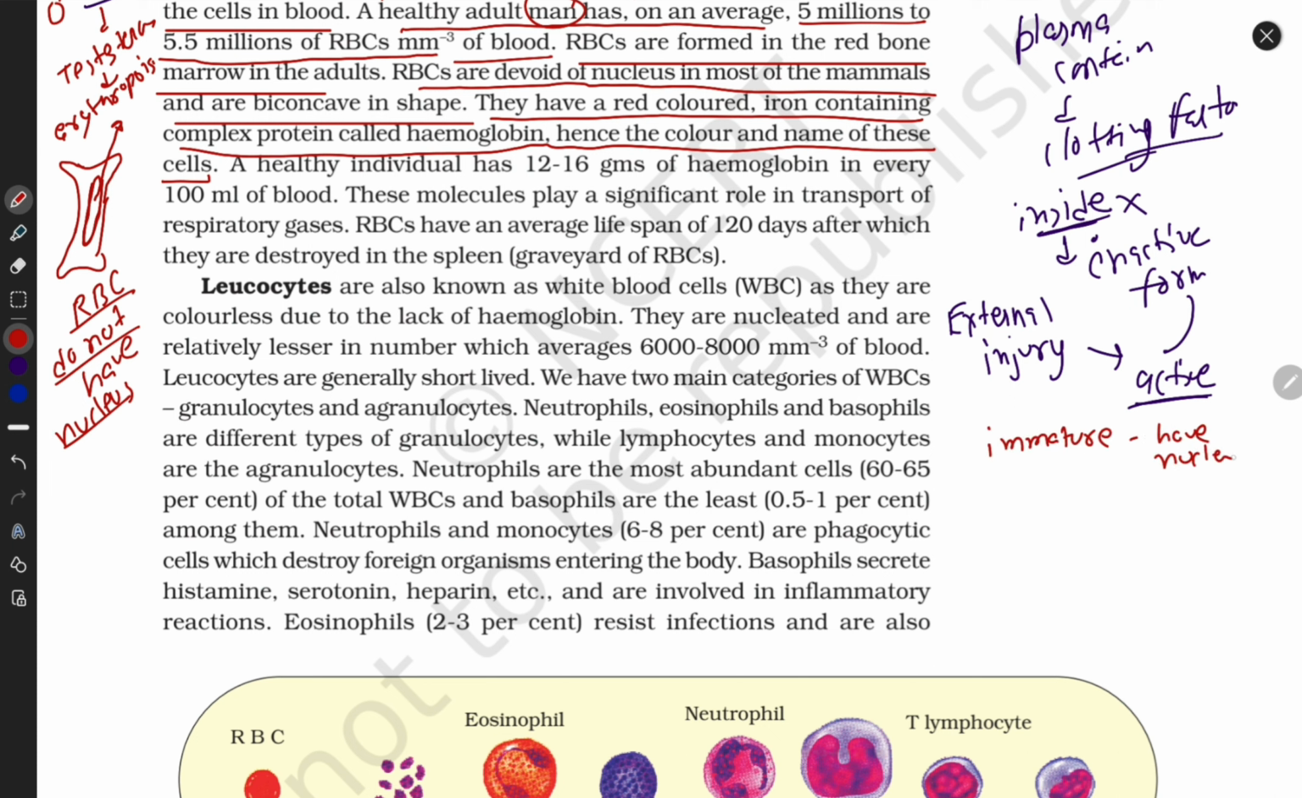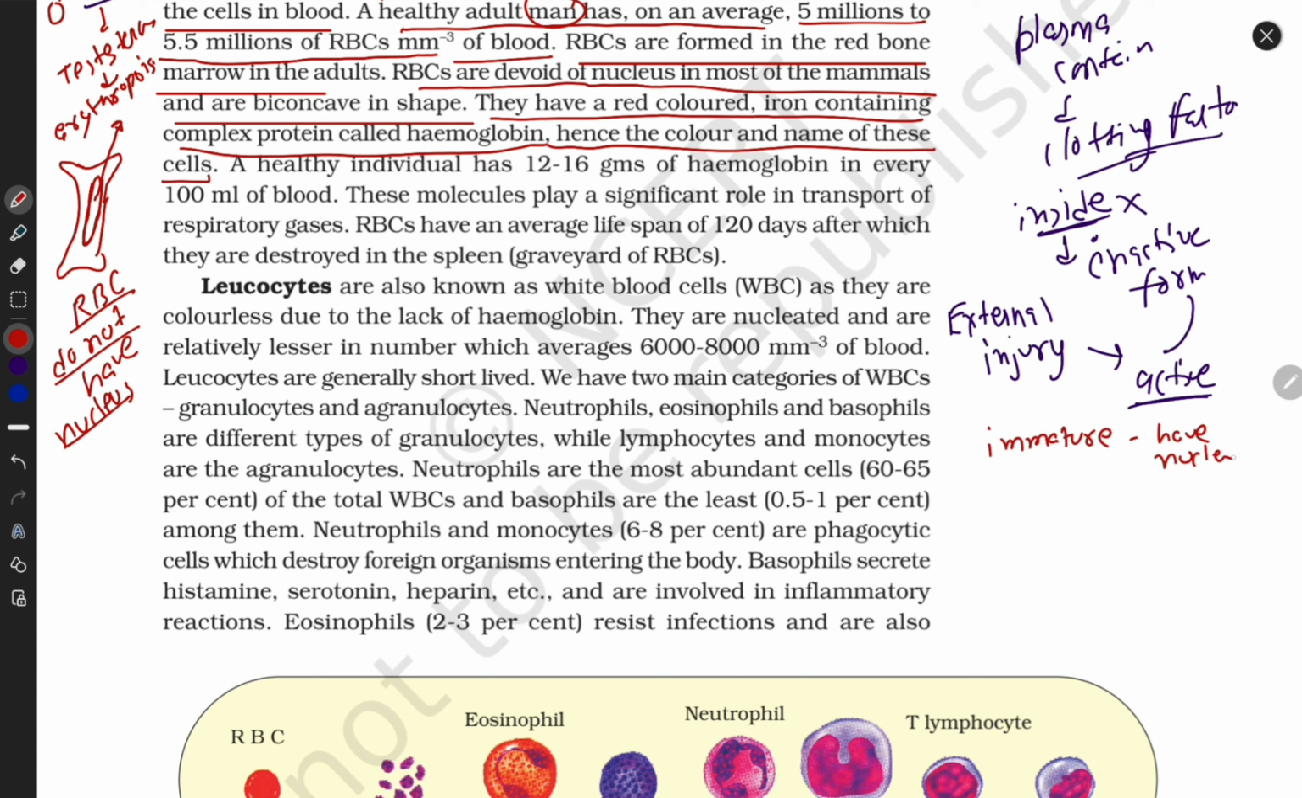They are colorless because they do not have hemoglobin, not iron. They are nucleated because they do not carry any kind of gases. They are lesser in number. Compared to what? Compared to RBC. Their average amount is 6,000 to 8,000 per cubic mm of blood. Leukocytes are generally short-lived, maximum 2 to 3 weeks.